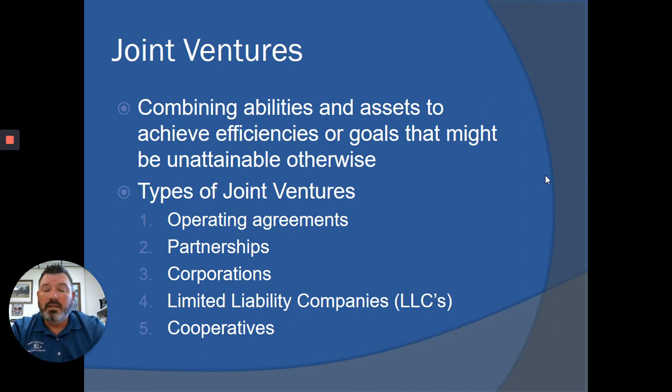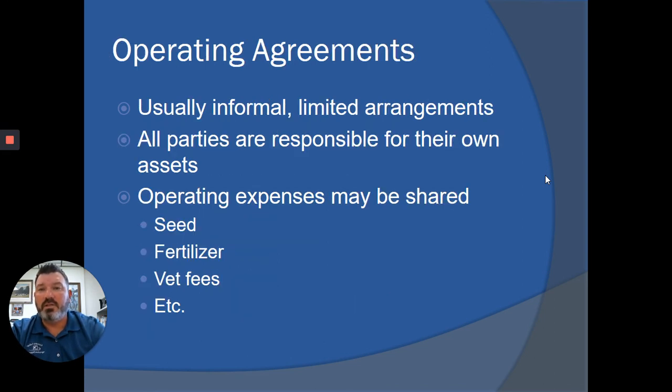So that's a sole proprietorship. We're going to start jumping into joint ventures, and we'll only get through, I believe, partnerships before we conclude this first segment video. But we're talking about combining abilities and assets to achieve some kind of efficiency or goal that might not be attainable otherwise. And there are 5 different joint ventures listed here. But we're going to first start into partnerships and operating agreements.